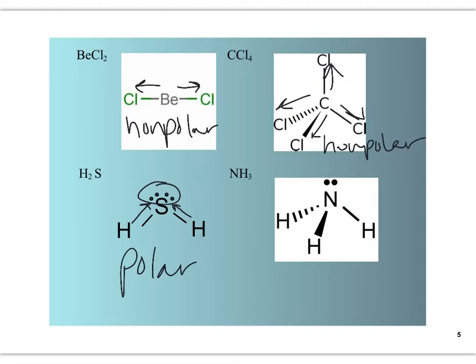And then NH3, nitrogen is more electronegative than hydrogen. Electrons are attracted from the hydrogen toward the nitrogen, plus we've got this lone pair here, and this is a polar molecule as well.